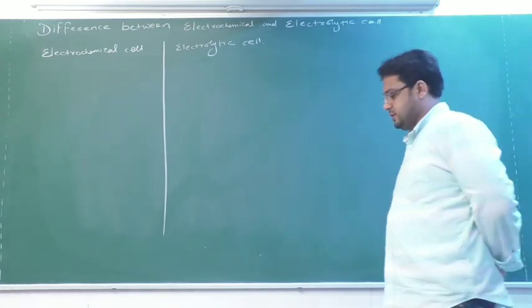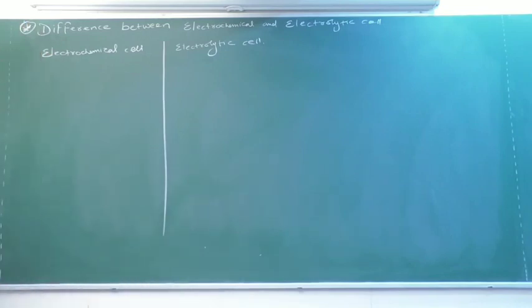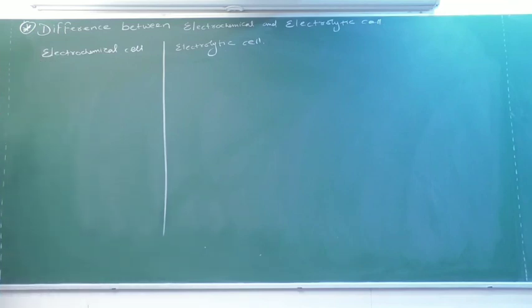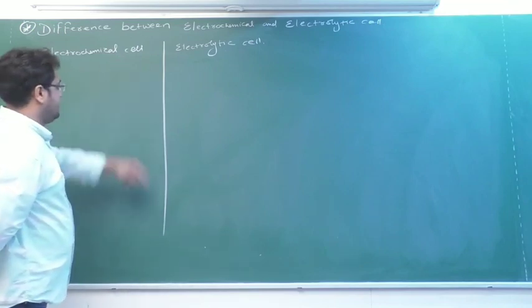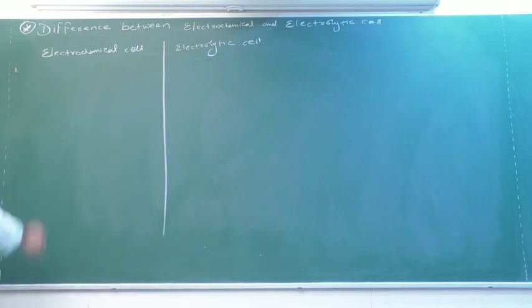The question is for 2 to 3 marks. Write the difference between electrochemical cell and electrolytic cell. Always in the exam, write in this manner. Do not write first electrochemical cell and then electrolytic cell. So here we will start the question. First point.